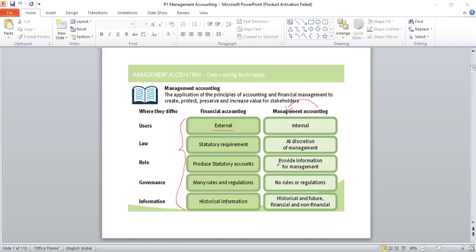Then it is not just historical. It takes into consideration historical as well as the future. It not only focuses on the past, but it also focuses on the future, then both financial and non-financial. Whereas in financial accounting, it is only those transactions that are measurable in terms of money that are recorded. But in this case, apart from monetary transactions, certain other non-financial transactions are also considered.